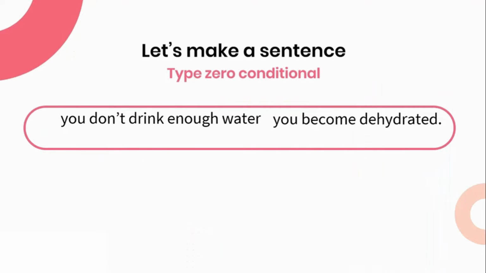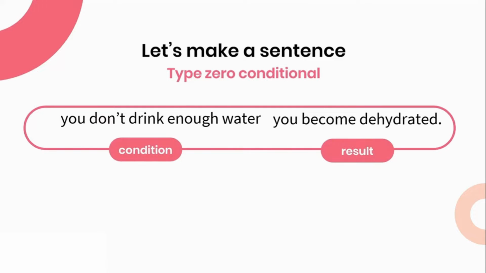So let's go ahead and make the sentence. So we've got the condition, you don't drink enough water, and the result, you become dehydrated. Do you remember what we need to add first? It's the word if. If shows that X depends on Y. In other words, it shows that the result depends on the condition. Becoming dehydrated depends on not drinking enough water.